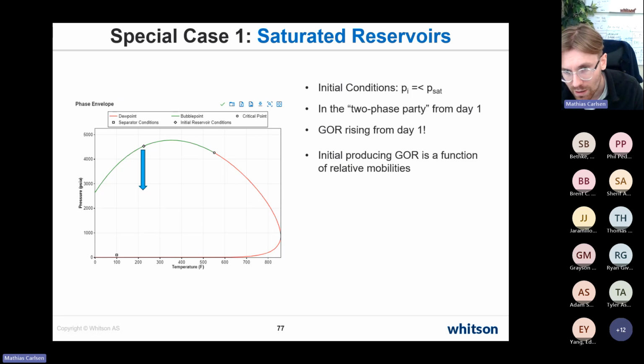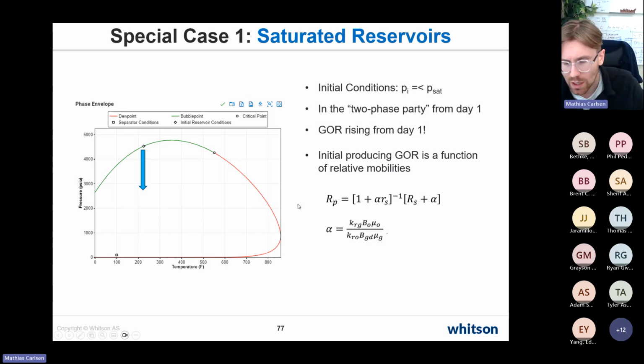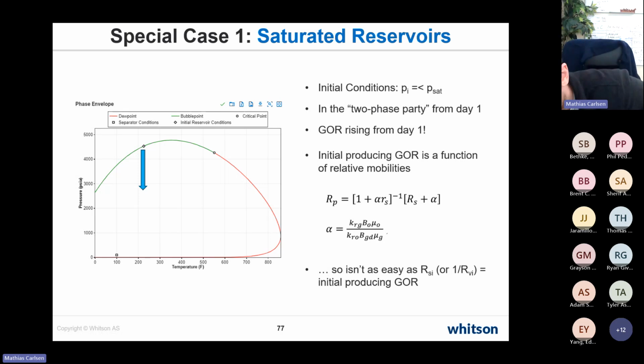And what makes this really difficult is that if you're below the saturation pressure, GOR is not a function only of the initial producing GOR, but a function of relative mobilities. That equation looks like this. This is producing GOR, these are some PVT properties, and this is the rel perm terms right here. So this isn't as easy as when you have a clear, stabilized period of time where you're producing above the saturation pressure.